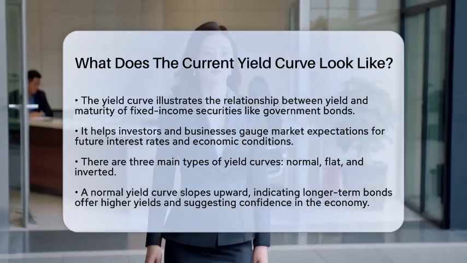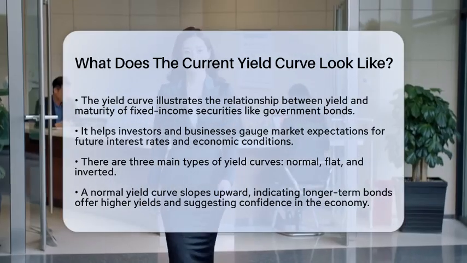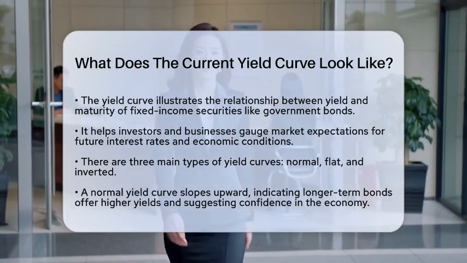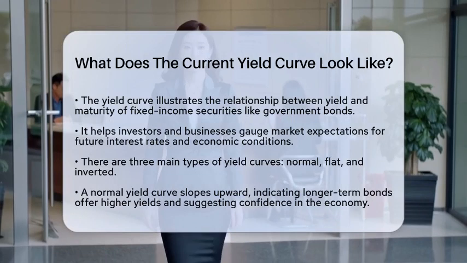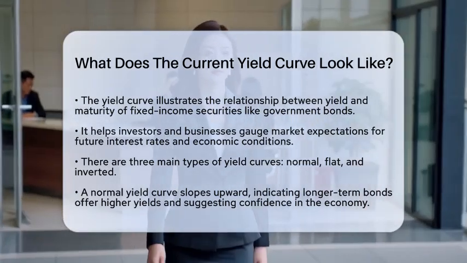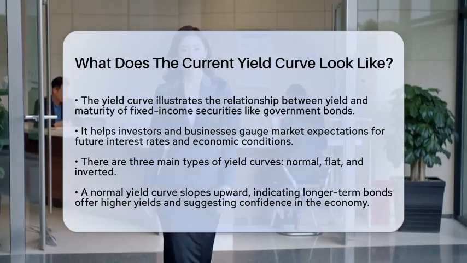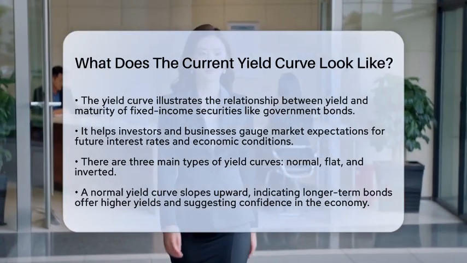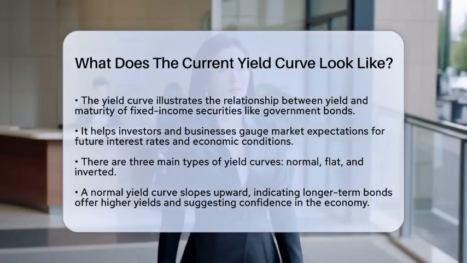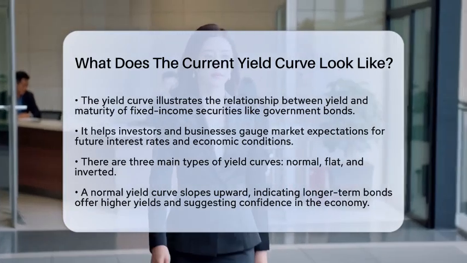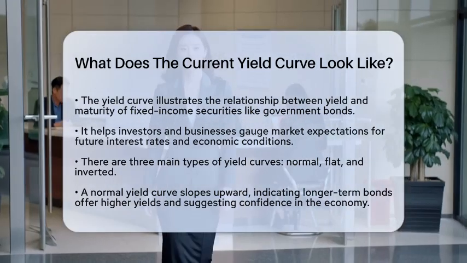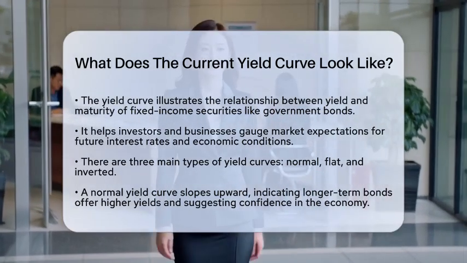of fixed-income securities, like government bonds. It helps investors and businesses understand market expectations for future interest rates and economic conditions. There are three main types of yield curves: normal, flat, and inverted. A normal yield curve slopes upward, indicating that longer-term bonds offer higher yields. This usually suggests confidence in the economy.